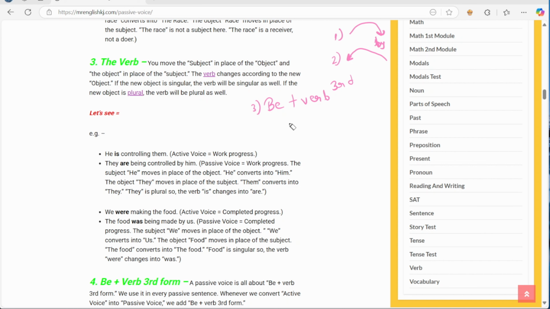Remember that. As I was saying, if you know tenses, if you know modals, it will be easy for you. If you don't know, no problem. You can learn. This is my website. You can learn past tense, you can learn present tense, you can learn everything here.